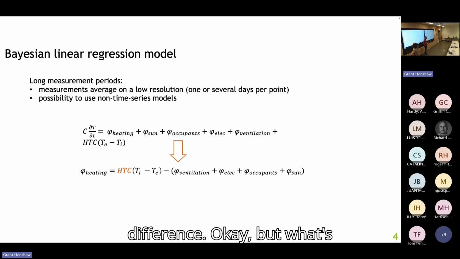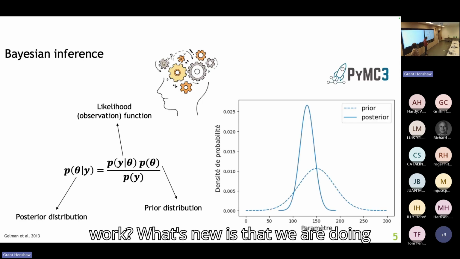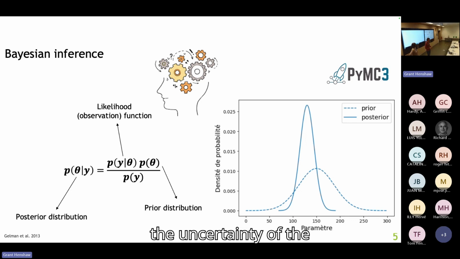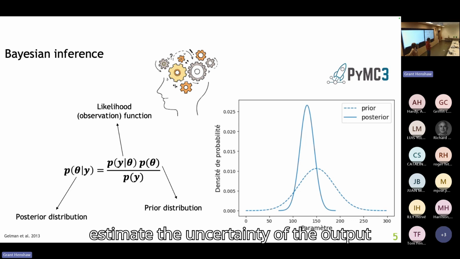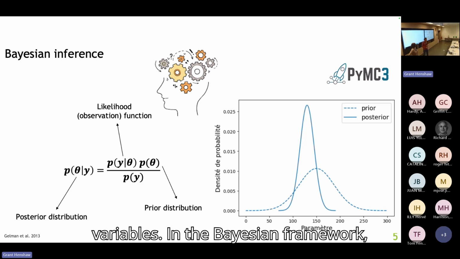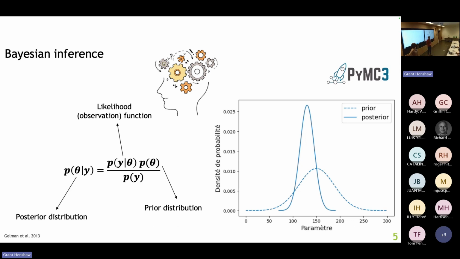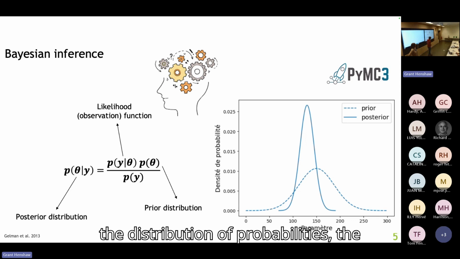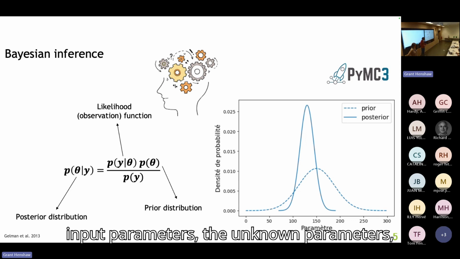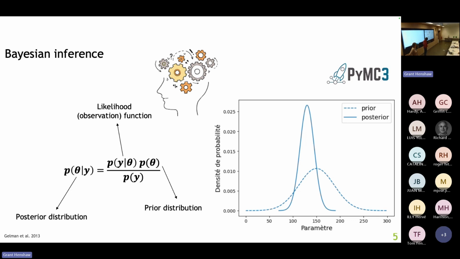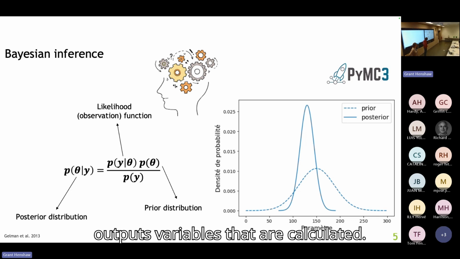Okay, but what's new in these methods in our work? What's new is that we are doing Bayesian inference in order to formulate the uncertainty of the input variables and to estimate the uncertainty of the output variables. In the Bayesian framework, everything is uncertain. Everything is a distribution of probability: the input parameters, the unknown parameters, the measured variables, and the output variables that are calculated.